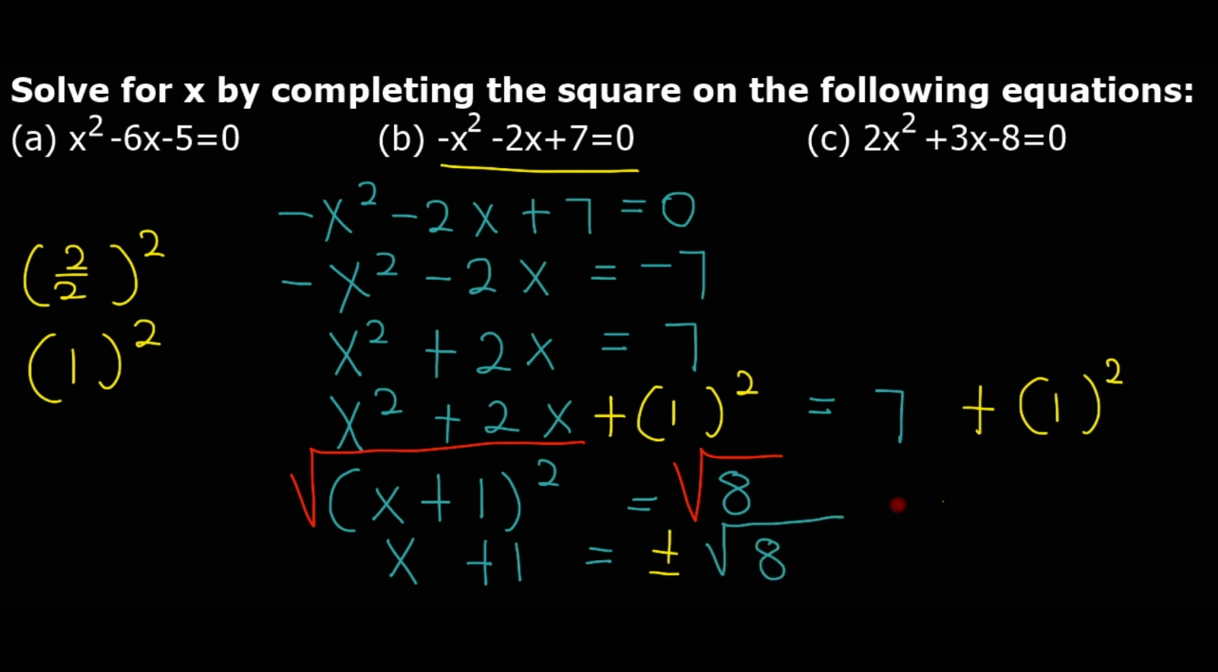And then from there, because we solve for x, we take 1 to the other side, so we have x equals negative 1 plus or minus root 8. But because root 8 can be simplified, if you press root 8 on the calculator, you'll realize it is probably 2 root 2. So this is the final answer.